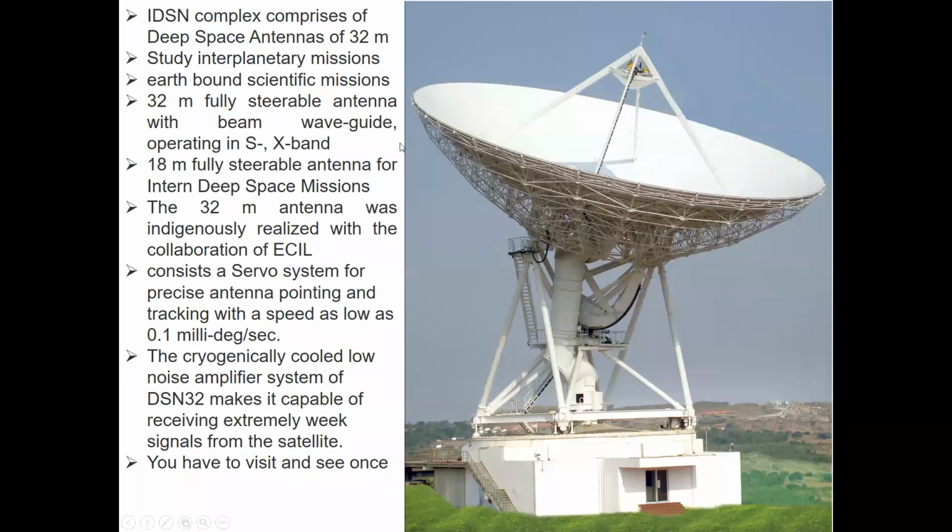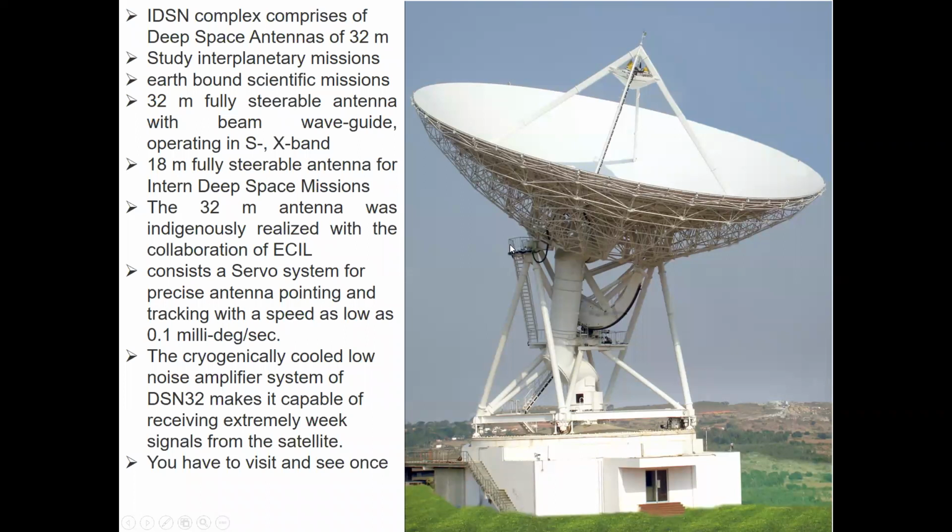This is the dish antenna. What you have as antennas in your house to get TV connectivity, or even cable network also. Not cable network, cable network will work in a different fashion actually. This is a huge dish of 32-meter diameter. IDSN, Indian Deep Space Network, is a complex which comprises deep space antennas of about 32 meters. This is used to study interplanetary missions.